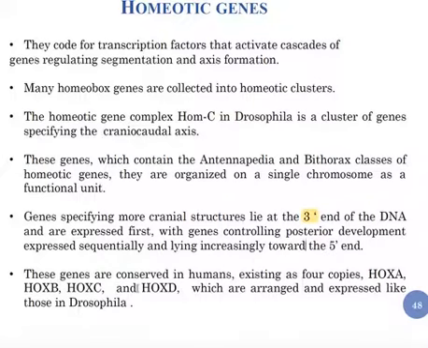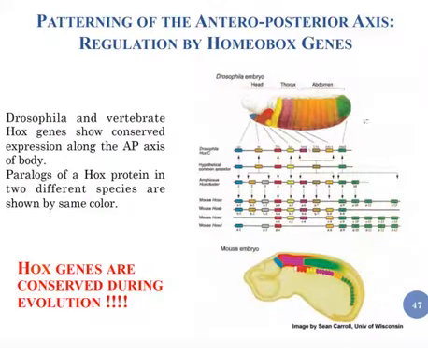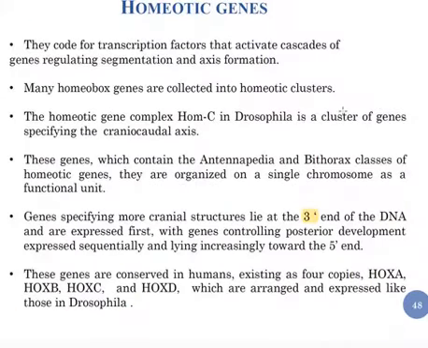So in a human, for example, we have more copies because we have more gene redundancy and more complexity in this organism. So in Drosophila, we only have HOM-C, the homeotic gene complex, which is a cluster of genes specifying the craniocaudal axis, as I explained, while in human we have more than one copy.